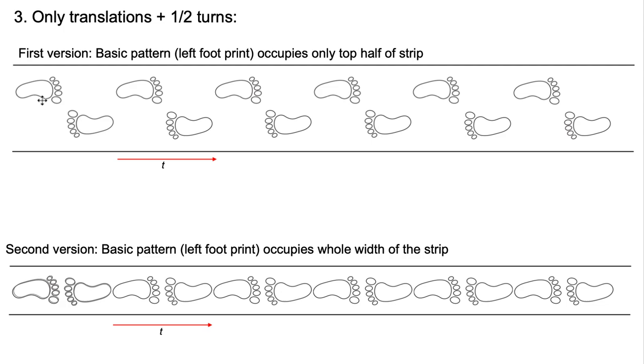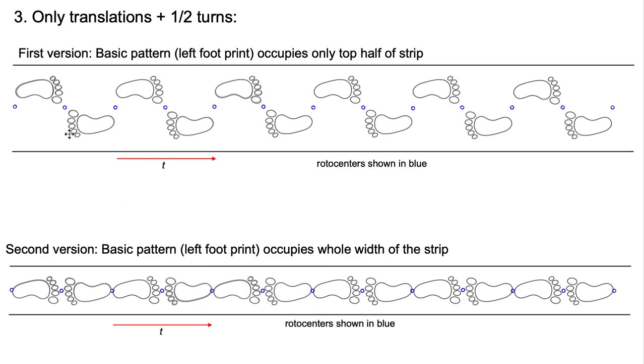The translation for this kind of pattern is made up of 2 of these things, and it's this long because you have to take those 2 footprints into these 2 footprints, and these 2 footprints into these 2 footprints, and so on. Down here we get a similar kind of thing. This is the basic building block of the translation. We take those 2 footprints and we move them to these 2 footprints, we move them to these 2 footprints, and so on. The rotocenters are between the footprints because the shape that we are using is not symmetric.